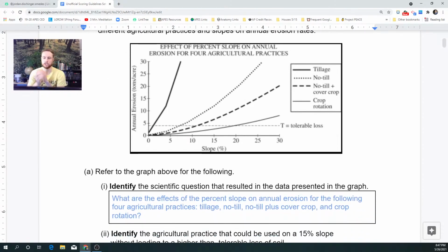So first of all, identify the scientific question that resulted in the data. If you ask a question, you have to put a question mark at the end, or you're not going to get credit, because it asks you to identify a scientific question. So what are the effects of the percent slope on annual erosion for the following 4 agricultural practices? Tillage, no-till plus cover crop, rotation. So you need to add in, again, what's the effect of slope on erosion for these agricultural practices? The title, you guys, is basically telling you the question. So if you have to answer a question that says identify the question, and it's about a graph, look at the title. You can basically just flip the title into a question, and there you go.